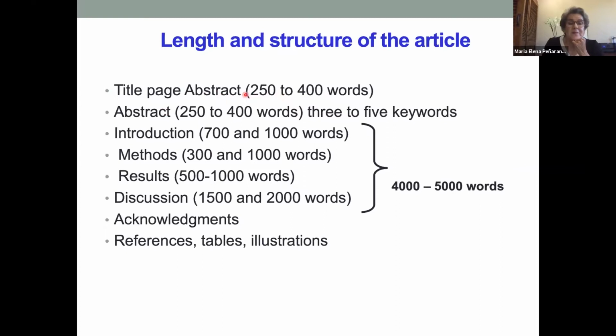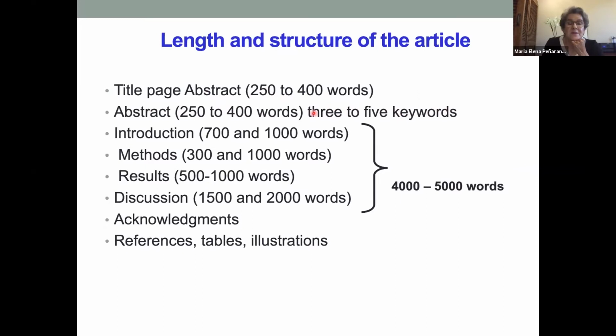Sorry, this is the title page. This is just the introduction of the authors, their addresses, title, etc. The abstract, usually 300 words and 3 to 5 keywords.